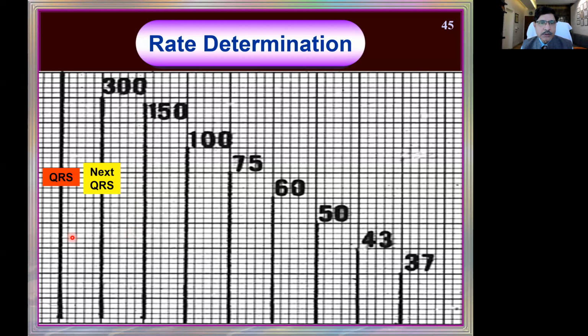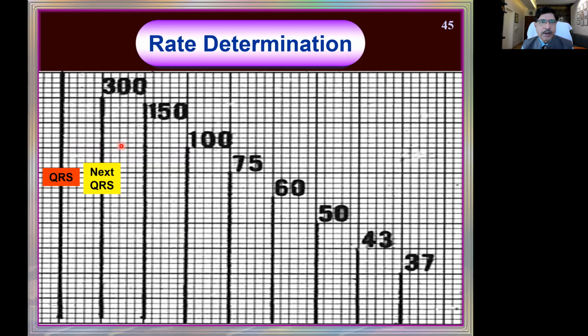Let us go to the third line. Suppose the first complex falls here and the next QRS occurs here. It took around 3 big squares for the next wave to come, so the RR interval is 3 big squares. 3 big squares is 0.6. So 60 seconds divided by 0.6 is equal to 100. That is the line of 100.